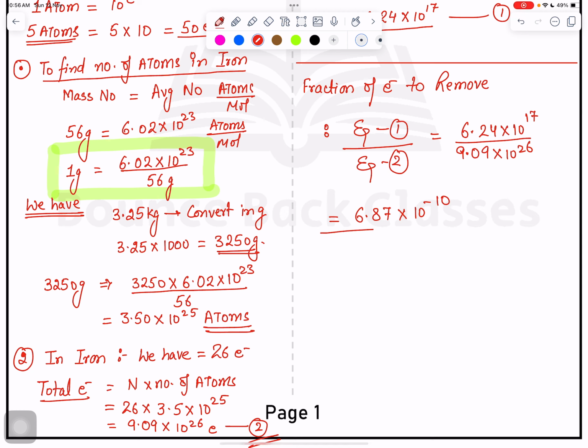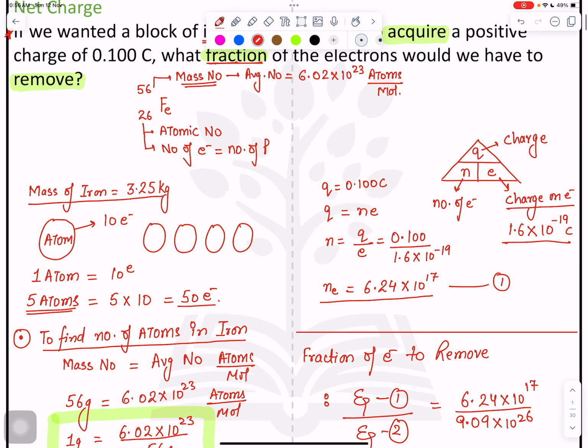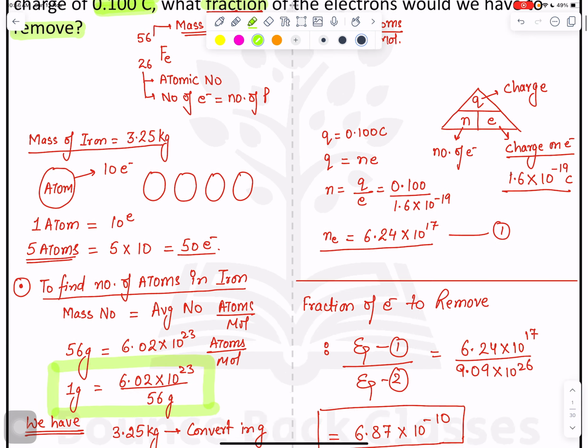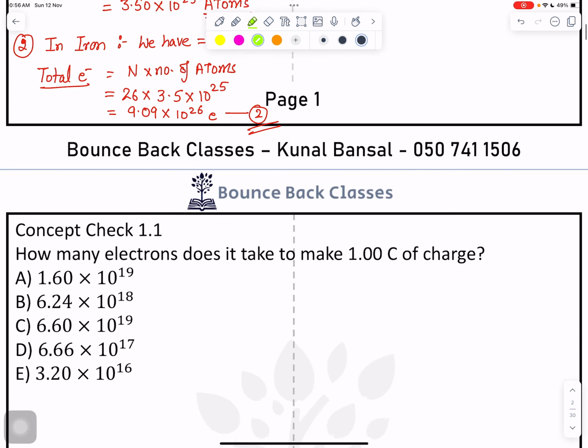So what does it mean? This number of electrons we need to remove to acquire 0.1 coulomb of charge. How much charge we are acquiring? This much charge we are acquiring. Fine guys? Okay. Now second, that is the easy one.